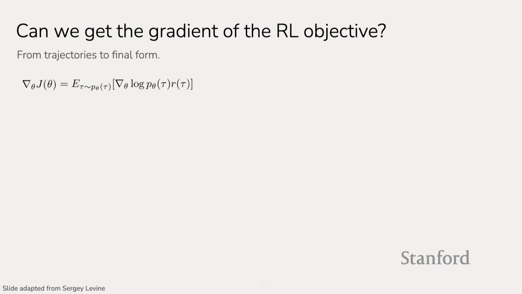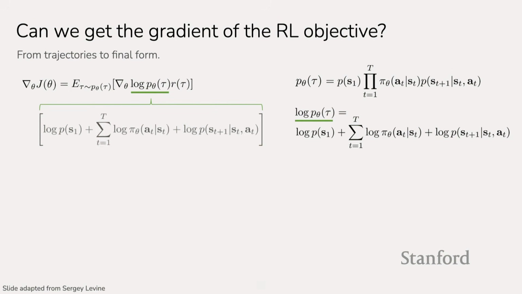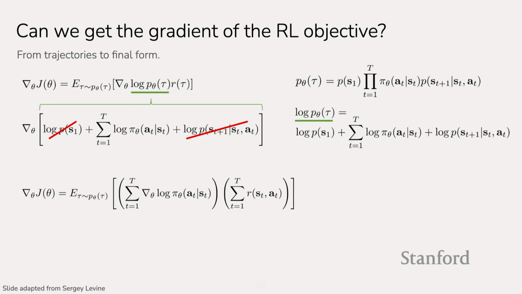Again, on the slides, we wrote down what the probability of a trajectory is. If you take the log of that, you get a summation instead of a product, and a log of each of the individual terms. Then if we plug that into our gradient and take the gradient of log p tau, the first term and the last term go away because they don't depend on theta. And then we get this final term when we plug it in.